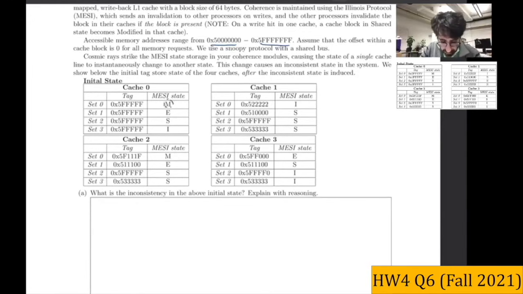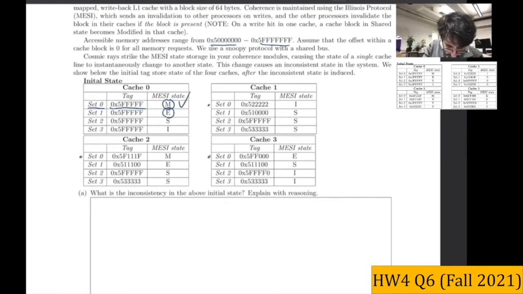So if a cache line is in modified or exclusive state in one cache, this means that it cannot be present in other caches. So we can start checking these states. Okay, let's start with this cache line that has an address with this tag and with this set. And we can check that it's not present here, in cache 1, is not present in cache 2, and is not present in cache 3. So this should be okay.